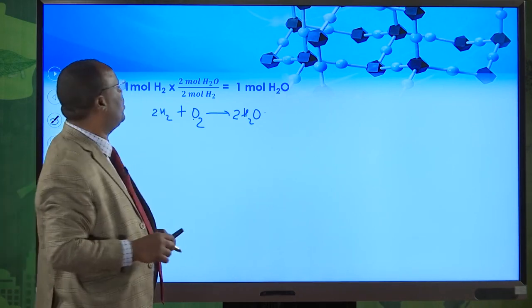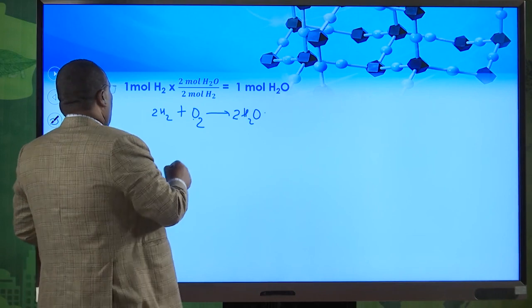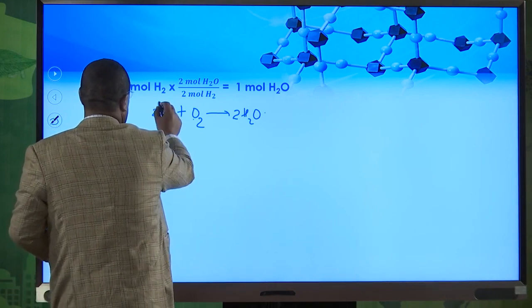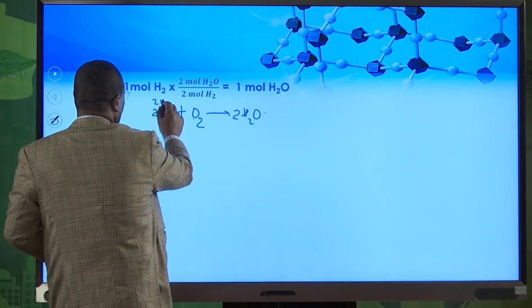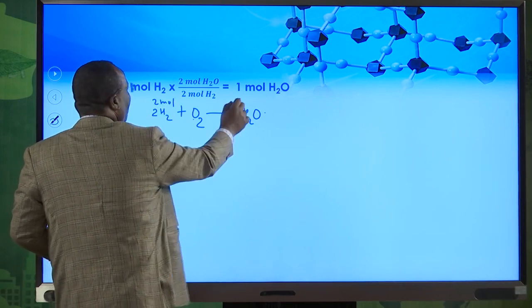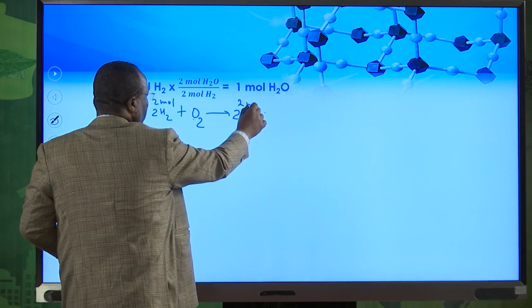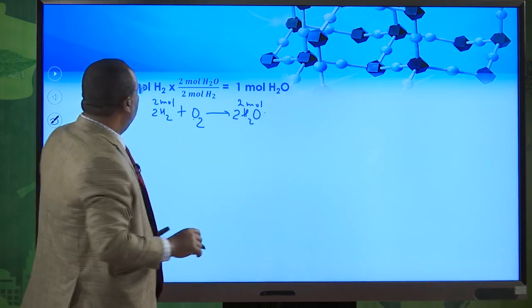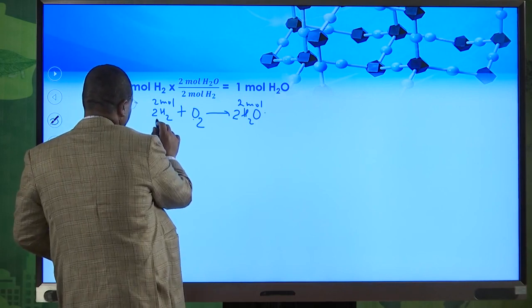From the balanced chemical equation, 2 moles, here you have 1 mole. 2 moles will give us 2 moles of water. But we have 1 mole.